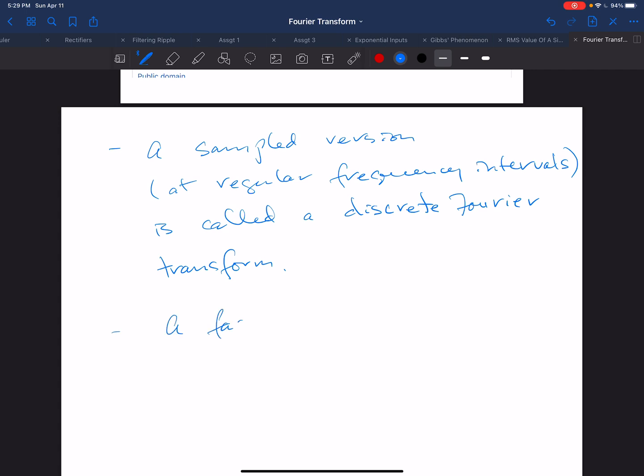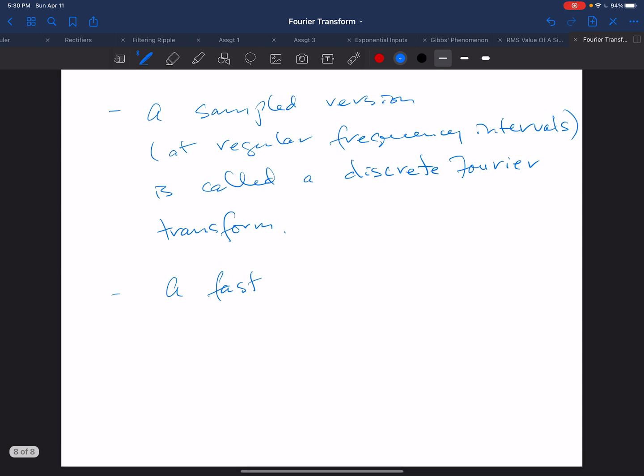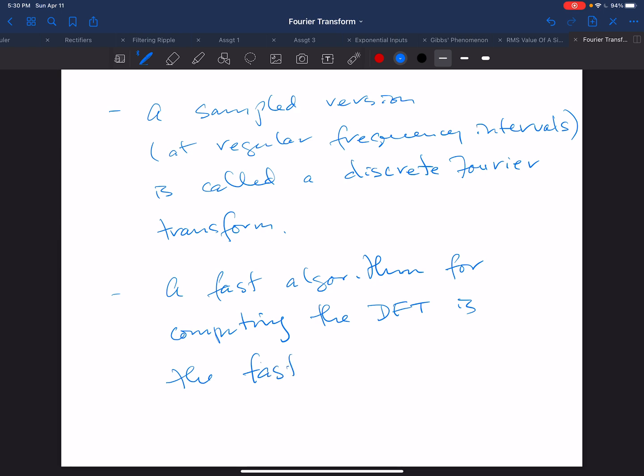And a well-known efficient algorithm for computing the discrete Fourier transform is called the fast Fourier transform. So the fast Fourier transform, or FFT, is not another transform, but rather an algorithm for computing a discrete Fourier transform. So if you go on to take any courses on scientific computing, this will be an important topic that will be covered.